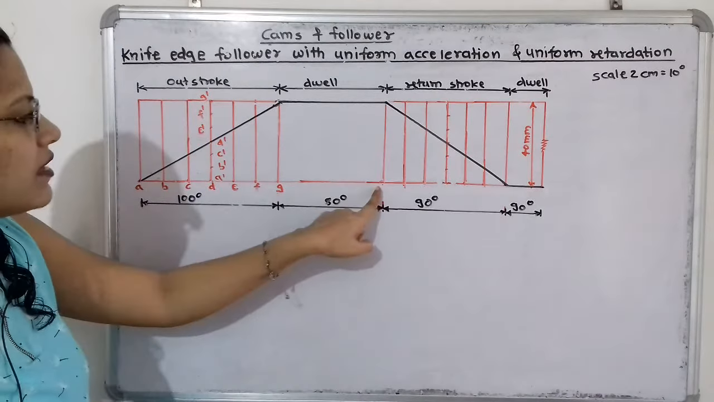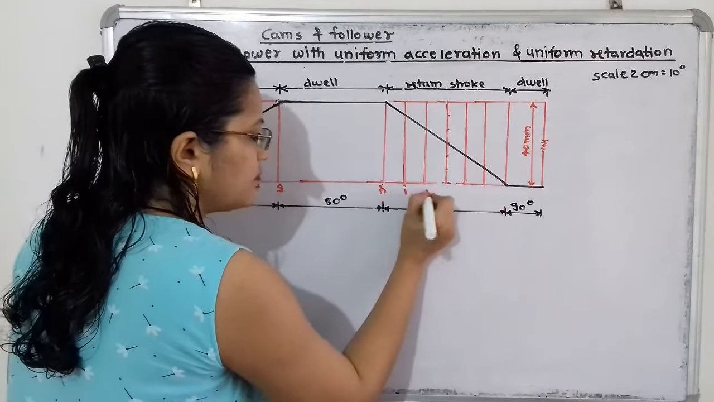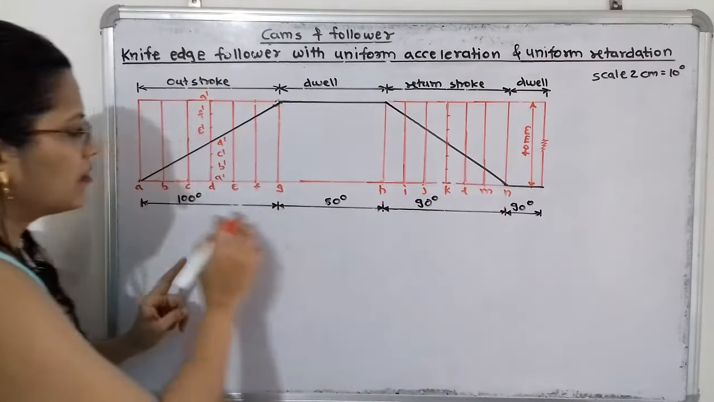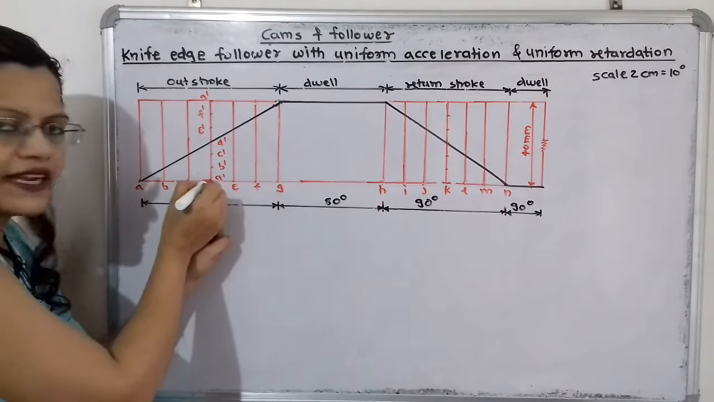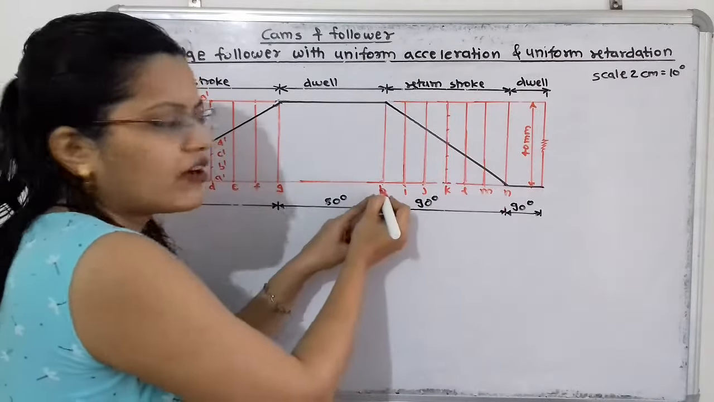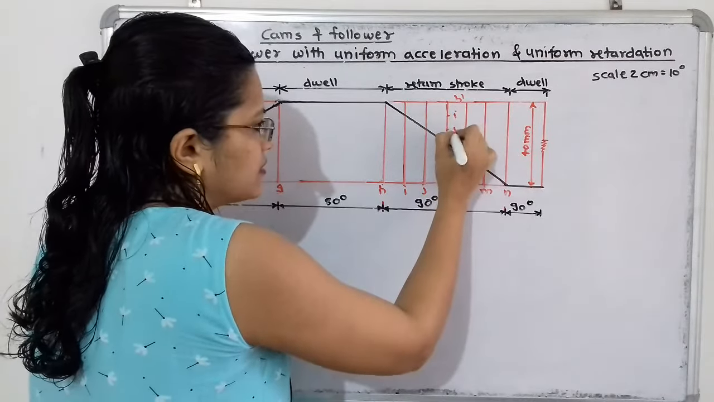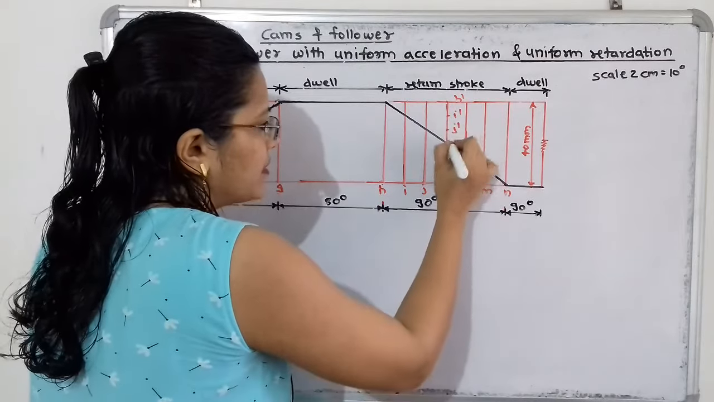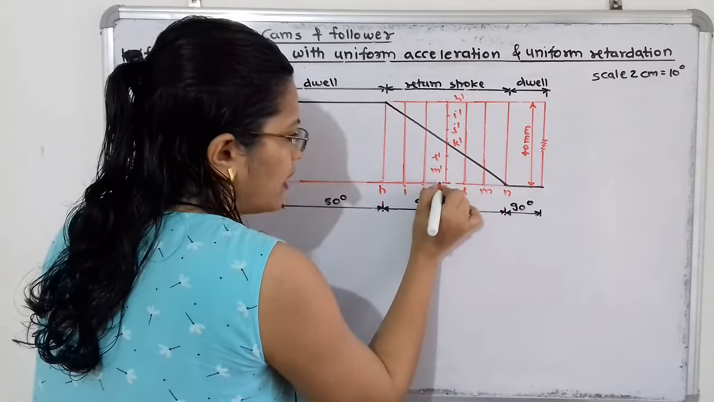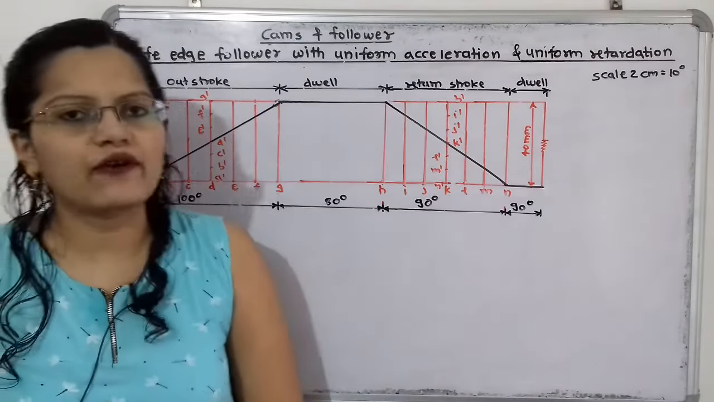Then here I will again start the letters, that is H, I, J, K, L, M, N. So again here we have started the letters from the bottom, but in the return stroke we have to give the letters from here. So the first letter is H, so I will give here H dash, then I dash, J dash, then K dash, then L dash, M dash, and the last one is N dash. So in this way we have to give these letters.